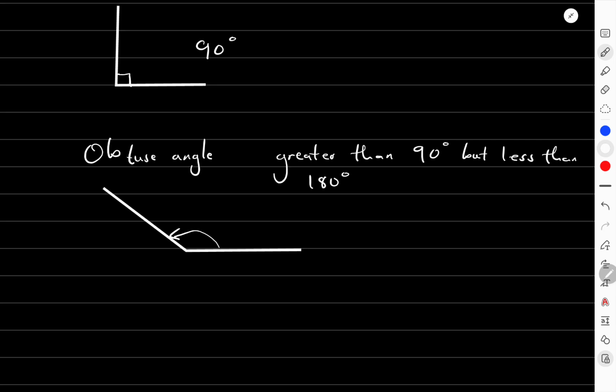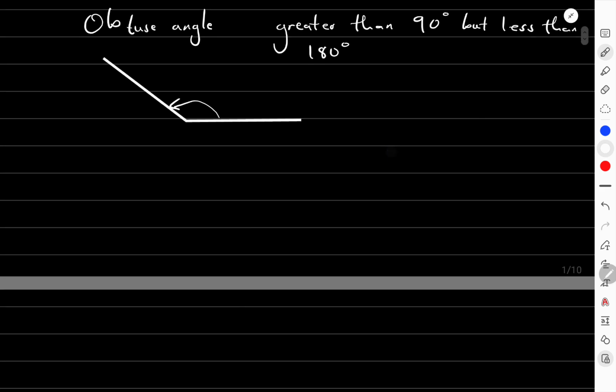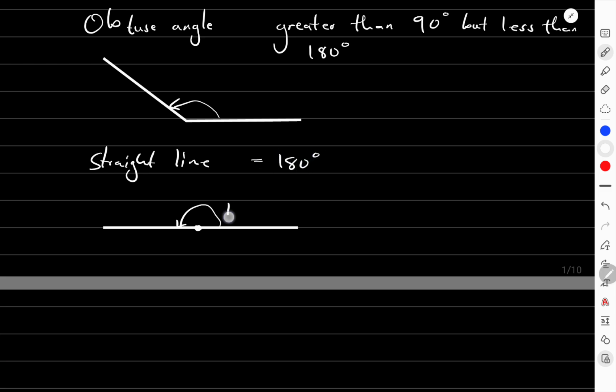Now we have the fourth angle, which is known as a straight line. So a straight line angle is an angle that is exactly equal to 180 degrees. A straight line is a line that does not curve. So that line, we are going to have our vertex here. It's an angle that is equal to 180 degrees. So we have 180 degrees there on a straight line.